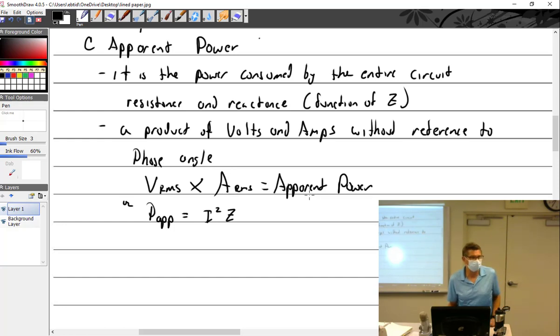I just looked at my finger and it spelled arms, and I was like, why do I have arms? We got to write it correctly.